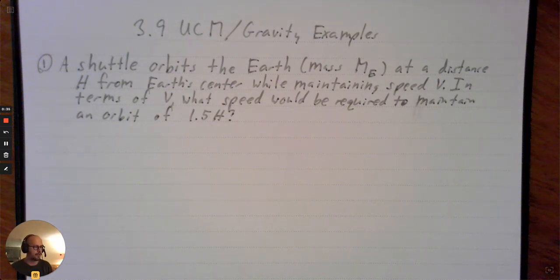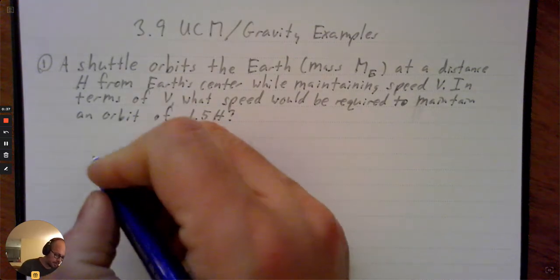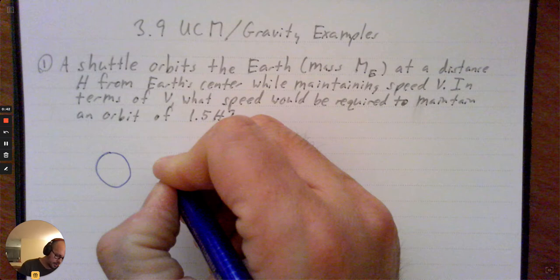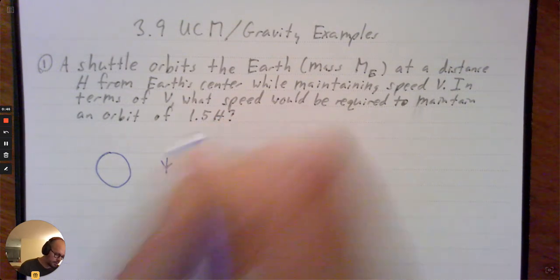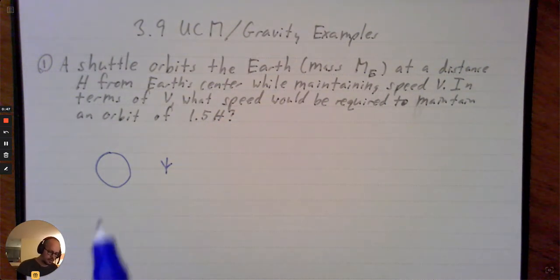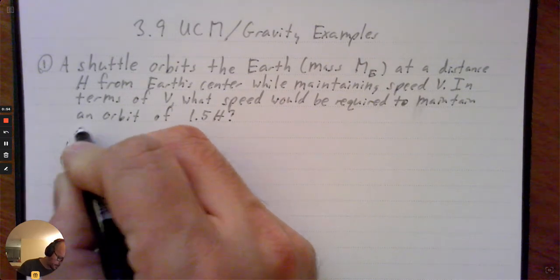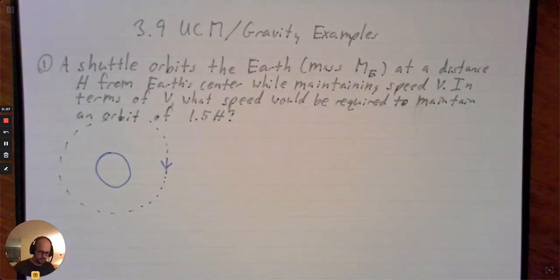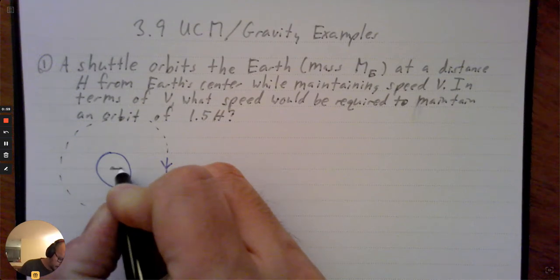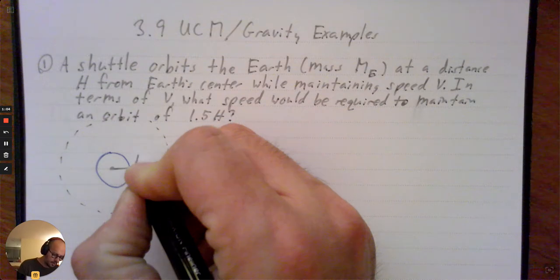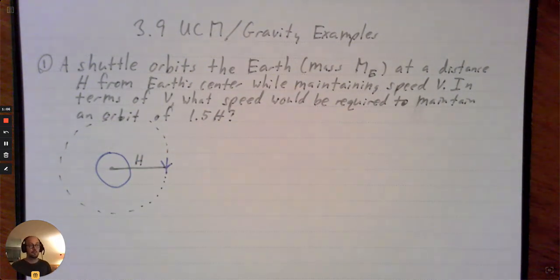So what we have in our problem, and I'm just going to draw a partial view here, is here's Earth, and there's our satellite, and the satellite is orbiting at a certain distance. The satellite's going to travel around that circle. The distance between the center of the Earth and the satellite is given as h. And so that's the combined distance between the center of the Earth and the satellite.